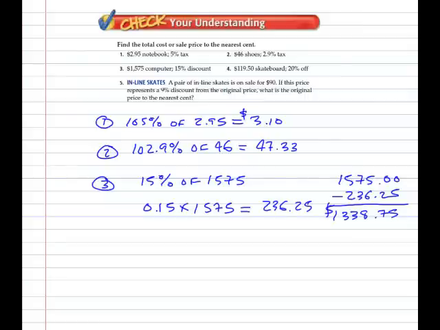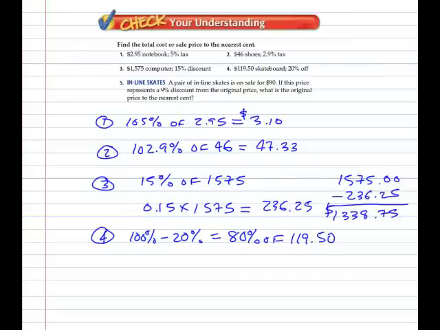Example number 4. A $119.50 skateboard with 20% off. So what I'm going to do is I'm going to do 100% minus 20%, which means I'm going to pay 80% of $119.50. So it's 0.8 times $119.50, which means in this case I'm going to pay $95.60.